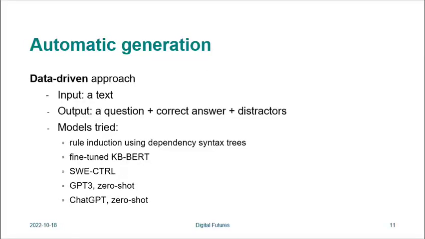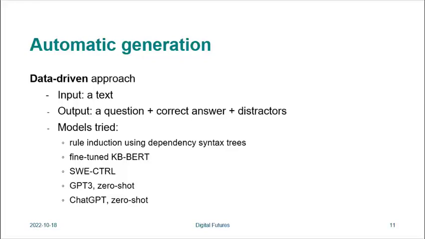So in order to generate these multiple choice questions automatically, we have been using a data-driven approach, which means that we are generalizing from examples. And these examples are texts from former SFI tests with the accompanying questions and answer alternatives. So the input when we generate this question then is a text, and the output is a question with its correct answer and a set of distractors.